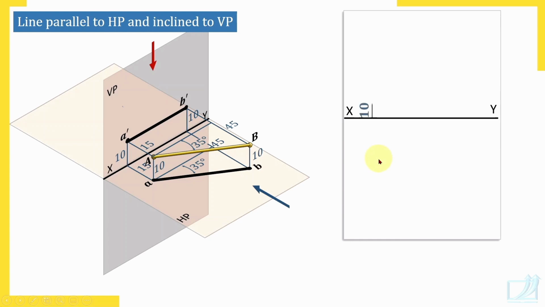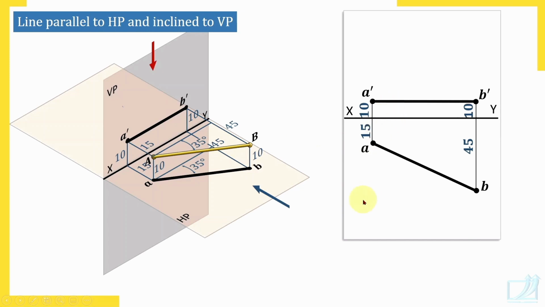So this is how the drawing appears. Point A is 10 mm above HP, 15 mm in front of VP. Point B is also 10 mm above HP, but 45 mm in front of VP. So ab is the top view of line AB and a'b' is the front view of line AB.